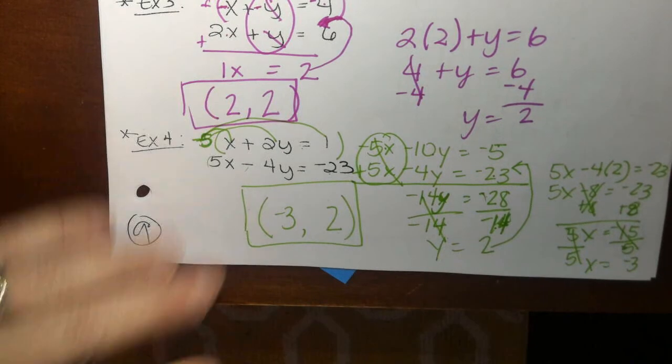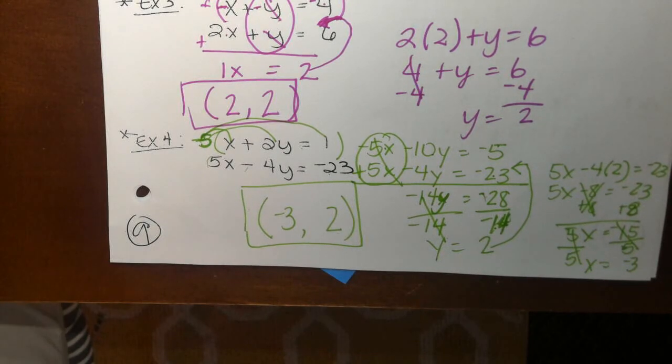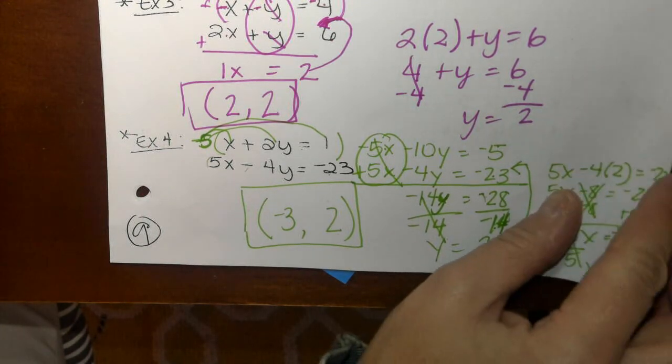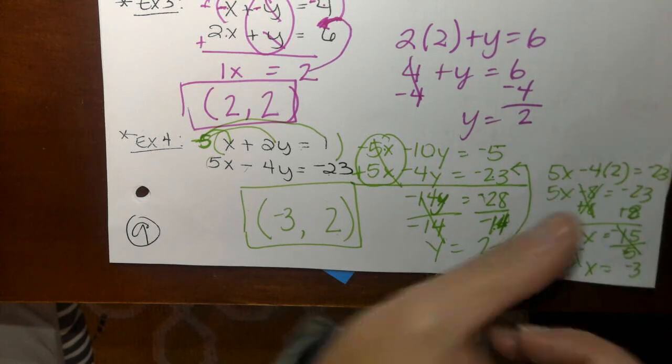All right, so that's the elimination method. A lot of people really like that, especially if they can see that something's going to cancel at the beginning. So now you know those 3 methods, and you can decide which one you like the best.